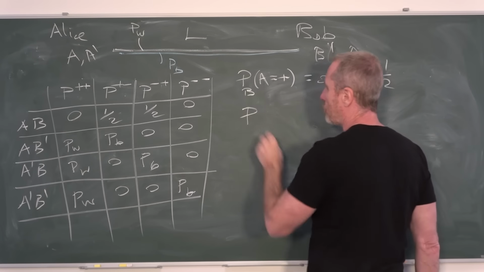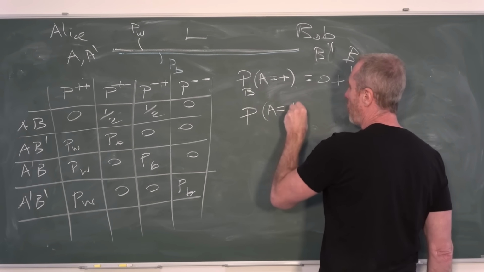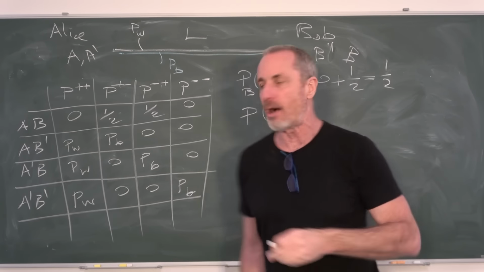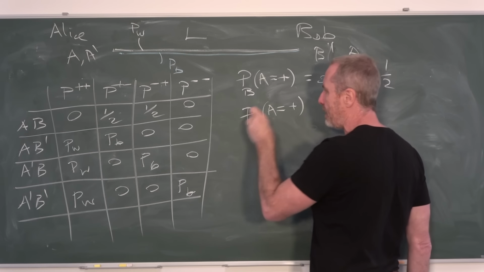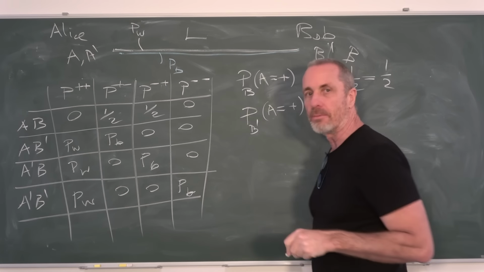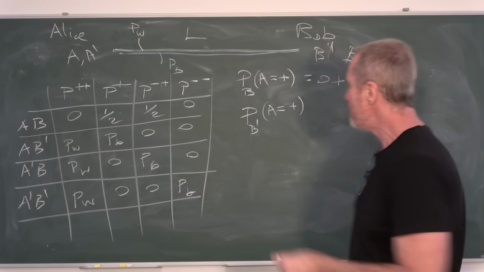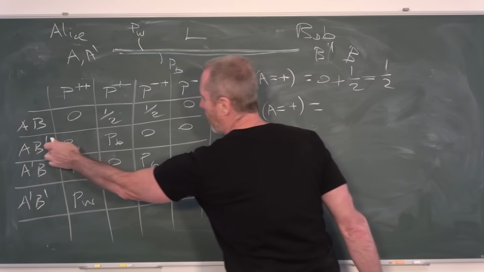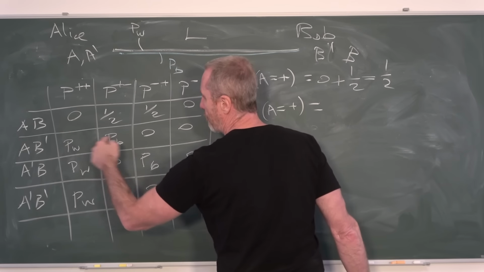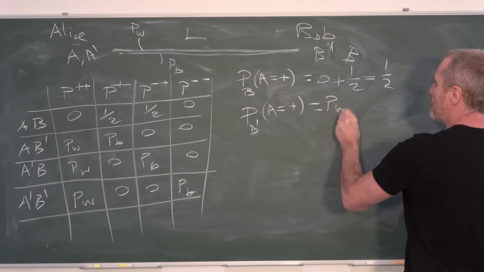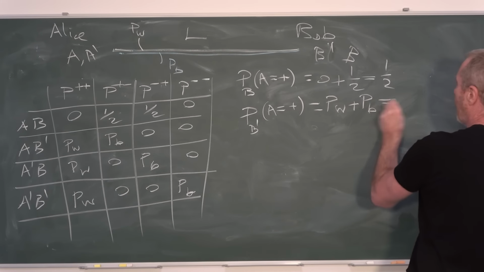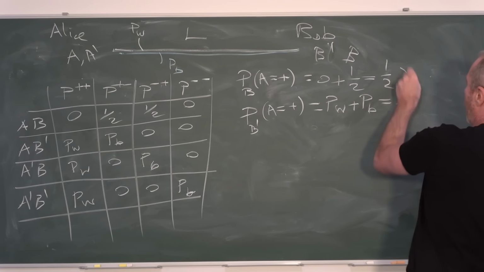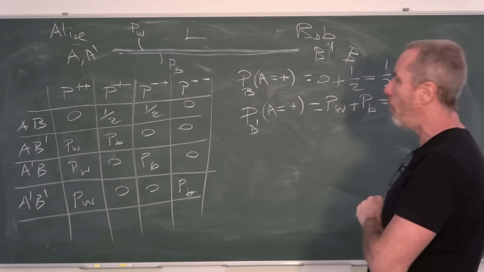But I could also consider the situation of Alice having a positive outcome while measuring A, with Bob executing measurement B prime. And in this case, of course, I am on this line, and then the probabilities are these two. So it's P white plus P blue, and this, of course, is equal to 1. And 1 is different from 1/2.